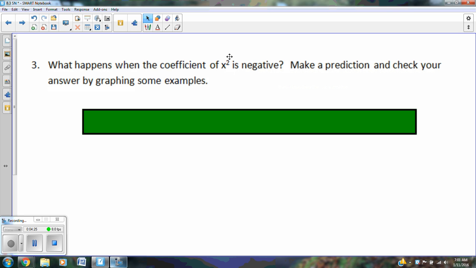What happens when the coefficient of x squared is negative? Make a prediction and check your answer by graphing some examples. So if you want, go ahead and make a guess, see what happens. We're going to check it on the calculator then.